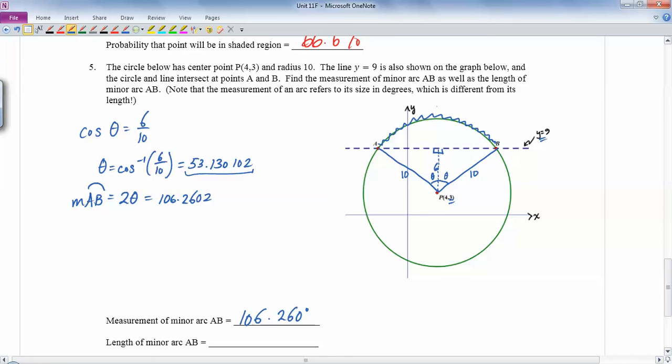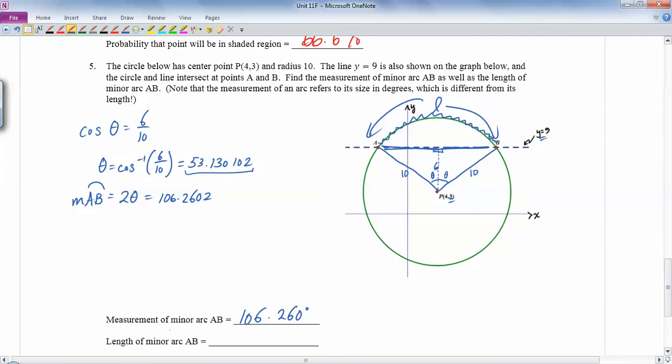Okay, the second part says, how long is this arc? So the mistake students make is they say, well, it's 106.260, but that's how many degrees it is. The other mistake students make is they solve for this length, which happens to be 8. Whoops. This length is 8, and then they double it and get 16. But I didn't ask for chord AB, I asked for arc AB.